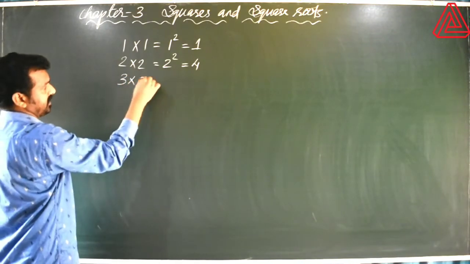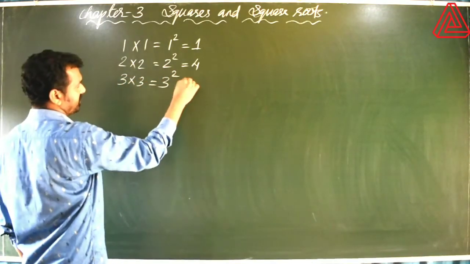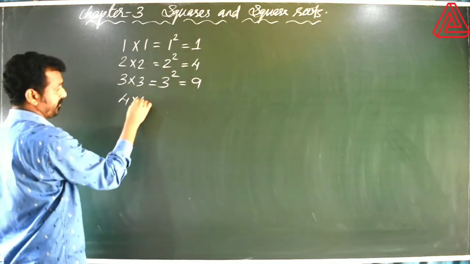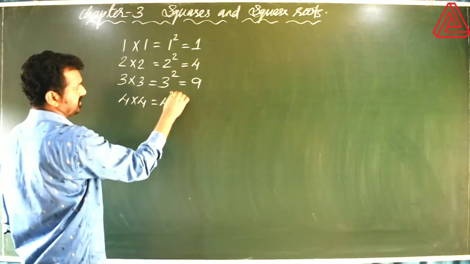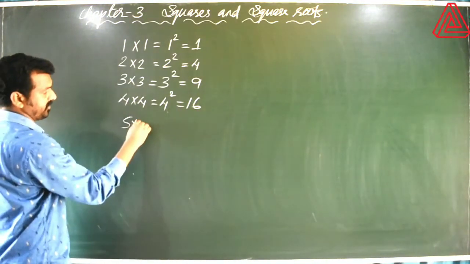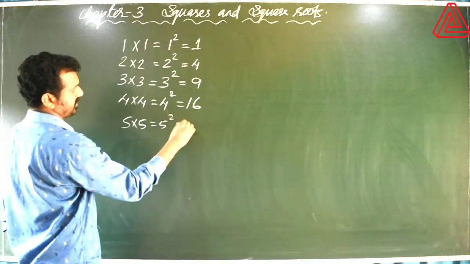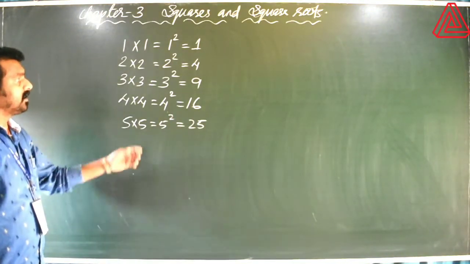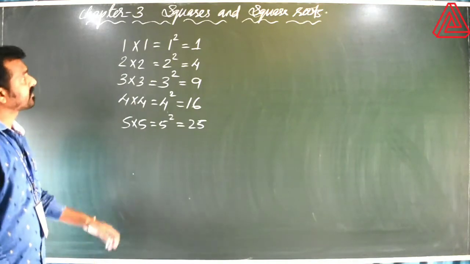3 into 3 is equal to 9, 3 is multiplying 2 times, 3 square, 3 3s are 9. 4 into 4, 4 is multiplying 2 times, that is 4 square is equal to 16. 5 into 5 is equal to 5 square is equal to 25. It is called a square.